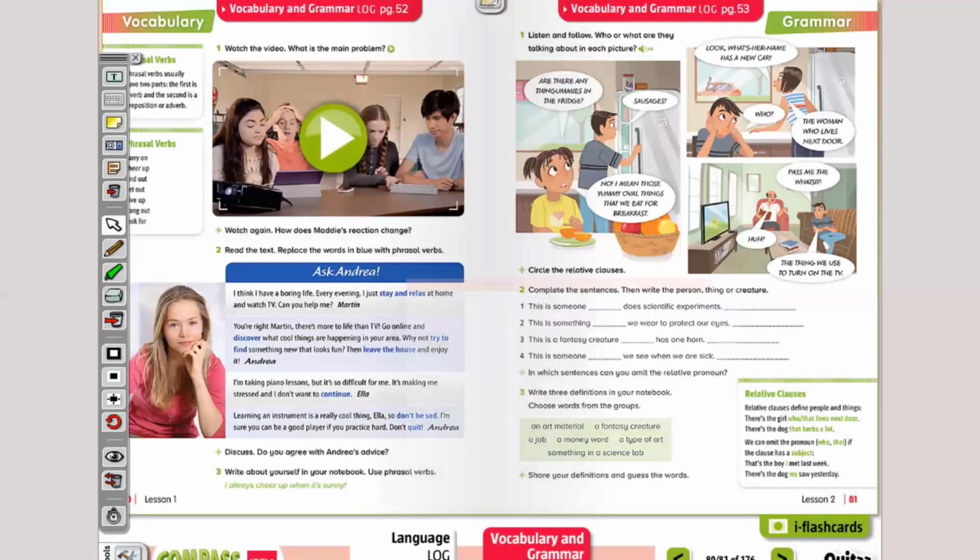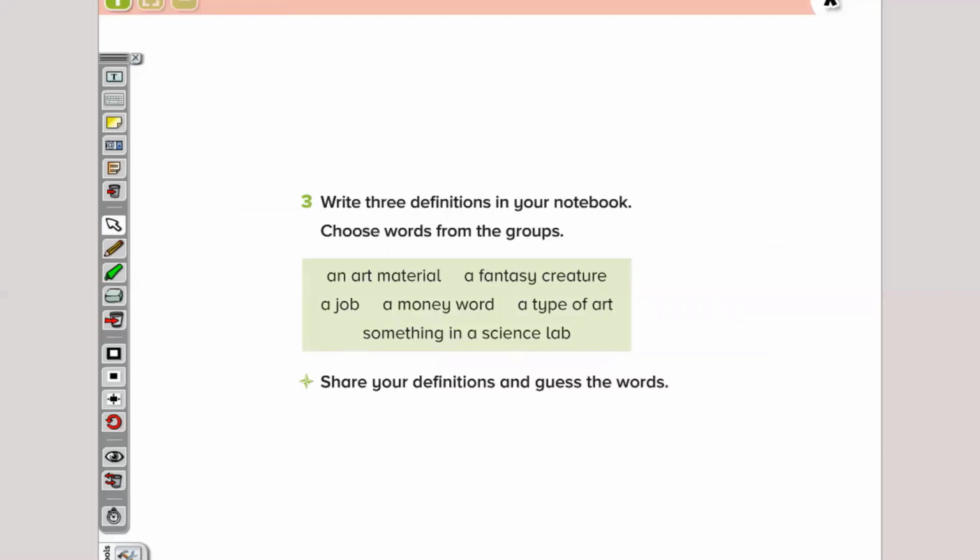And here they ask us, write 3 definitions in your notebook. Choose words from the groups. You can use your notebook to do this exercise. For example, you can say about an art material. This is an art material that we use to paint. What is this? An art material that we use to paint is a paintbrush.